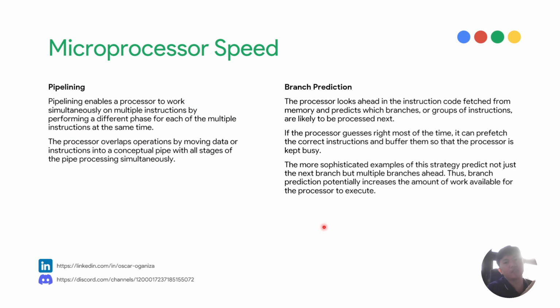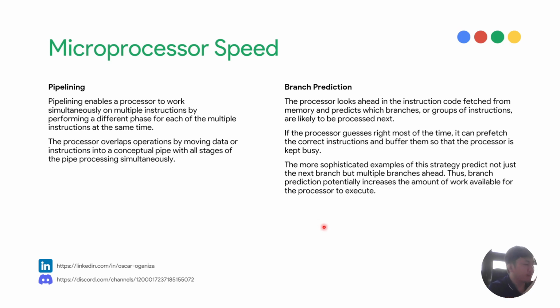So again, let us first discuss what's pipelining. When we say pipelining, it enables a processor to work simultaneously on multiple instructions by performing a different phase for each of the multiple instructions at the same time. The processor overlaps operations by moving data or instructions into a conceptual pipe with all stages of the pipe processing simultaneously. So meaning, lahat ng instructions, regardless kung ano pa man yan, pagsasabi-sabi niya ng gawin, tatrabaho niya na sabay-sabay.